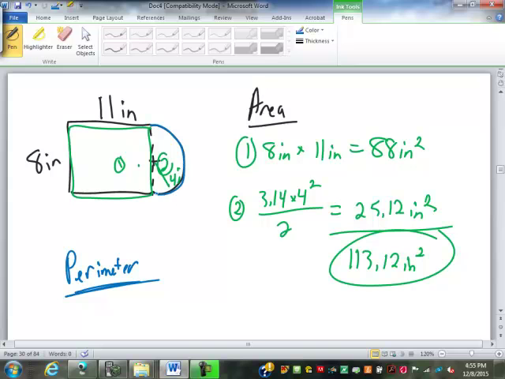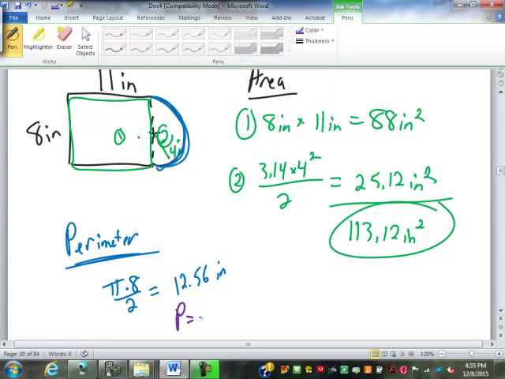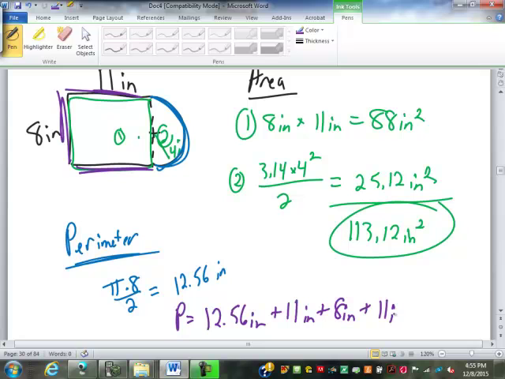So we need to find this distance around here. That is going to be pi times diameter, which is 8, divided by 2. So that's going to be 12.56 inches. So once we have that, the perimeter is the 12.56 inches plus 11 plus 8 plus 11, which is 42.56 inches. How many of you had that? Getting there? On your way there? Okay.